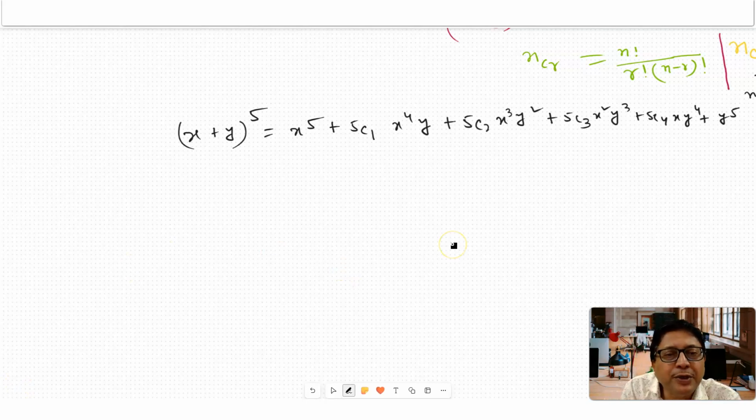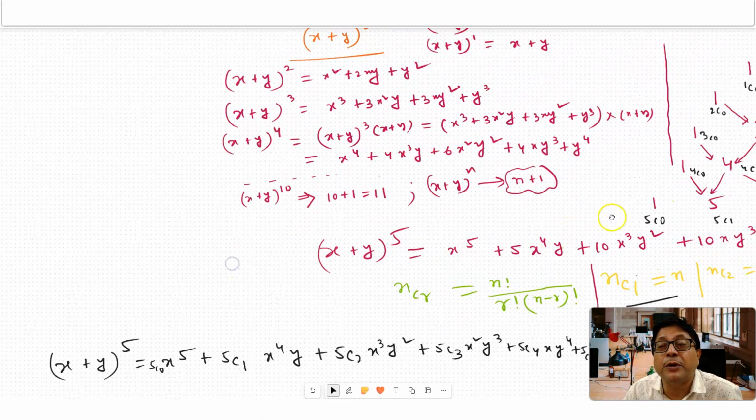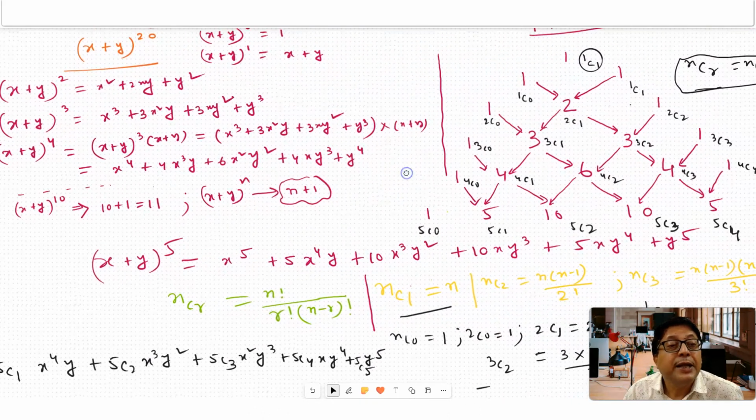Now if you ask why we don't write 5C0, of course you can write 5C0 to get the symmetry. And of course at the end you write 5C5, because 5C0 is 1 and 5C5 is also 1. If we plan to write (x + y) to the power 7 by this method, it will be 7C0. Just once more, you have seen some of the coefficients are 1, you have seen the power of x gradually reducing from left to right and the power of y gradually increasing. Also you have seen one very important observation there, that equidistant terms have equal coefficients.